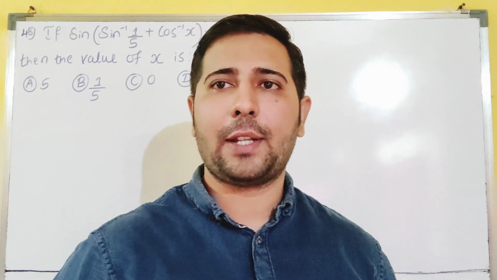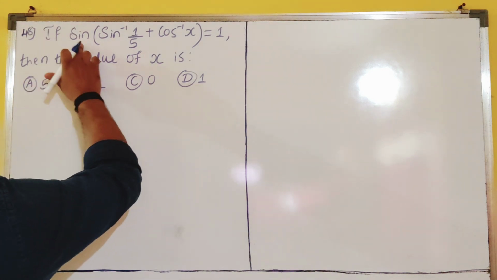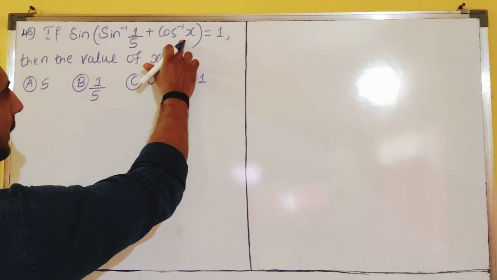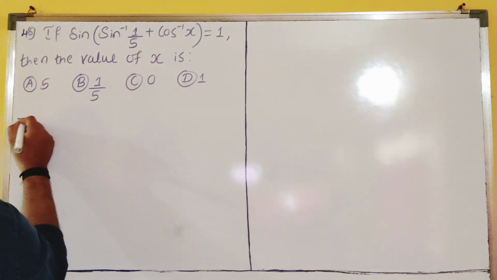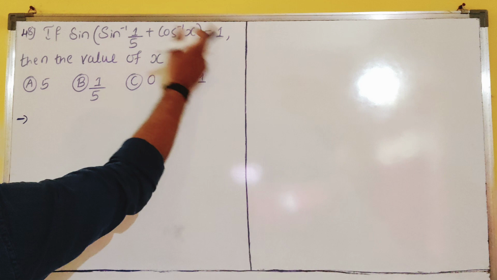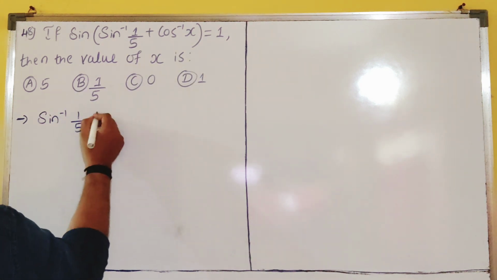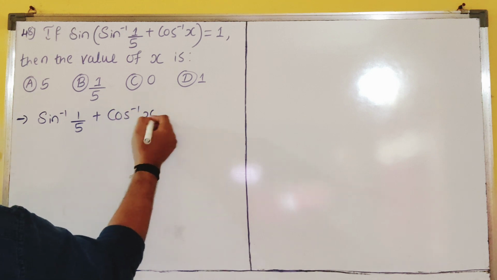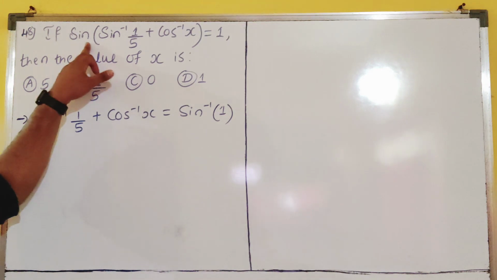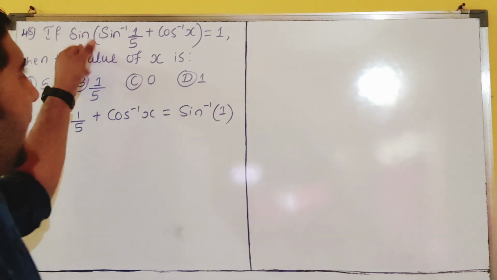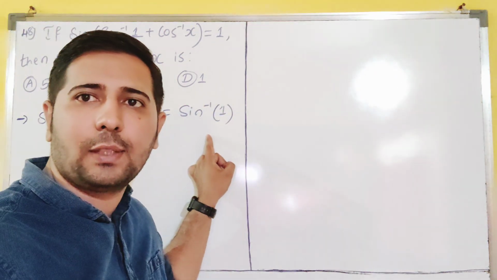Let us see the next question, dear students. Now question number 48. If sine of sine inverse 1 by 5 plus cos inverse x is equal to 1, then the value of x is what? Very simple. Sine, I will take this side, right hand side. See what is remaining now? Sine inverse 1 by 5 plus cos inverse x is equal to sine inverse 1, dear students. Sine I am taking this side, RHS. It will become sine inverse 1.